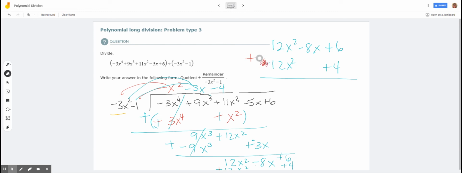It was positive. Negative times negative is a positive. So that becomes a negative. We're subtracting, and that becomes negative. Or you could just say 12x squared minus 12x squared is 0. Negative 8x, 6 minus 4 is 2. And then we're done. And that is the answer.